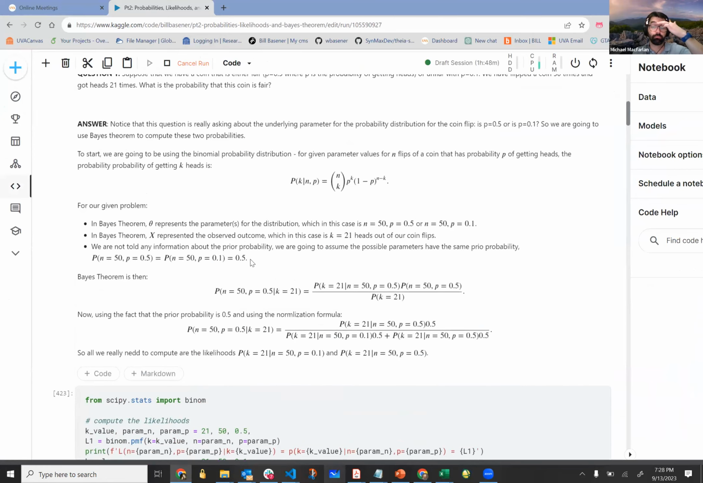And so here's our situation. We flip a coin 50 times, and P is the probability of heads. And first we looked at P might be 0.5, which would be a fair coin, or P might be, what are the two cases? P might be 0.5, which is a fair coin, or P might be 0.1. So we just have two cases we're considering.